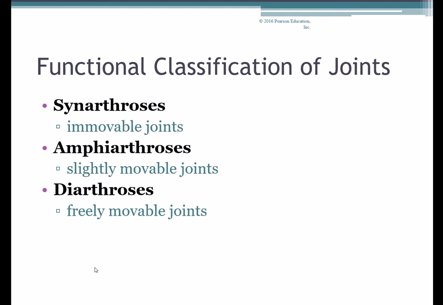So in terms of functional classifications, we have three classifications of our joints. We have synarthroses or synarthrotic joints, which are immovable, permitting virtually no movement. We have amphiarthroses or amphiarthrotic joints, which are slightly movable joints. They're not permitting a whole lot of movement, but we're getting a little bit of flexibility there, a little bit of give, as it were. And then we have diarthroses or diarthrotic joints, which are freely movable, so movement is not restricted in any way.